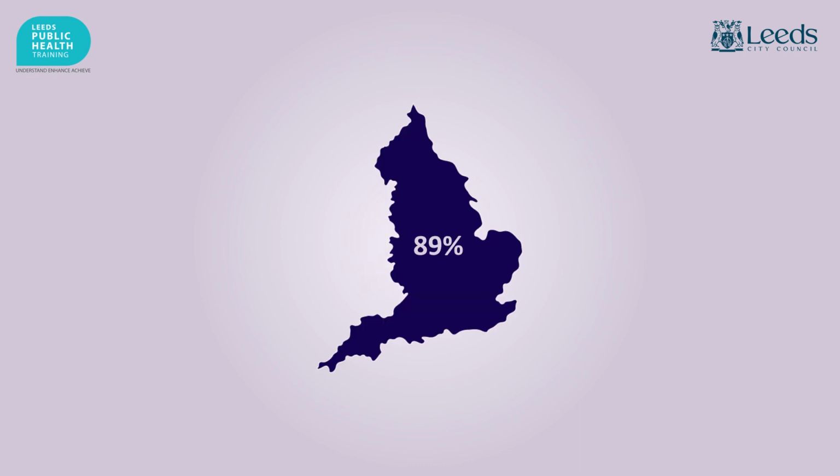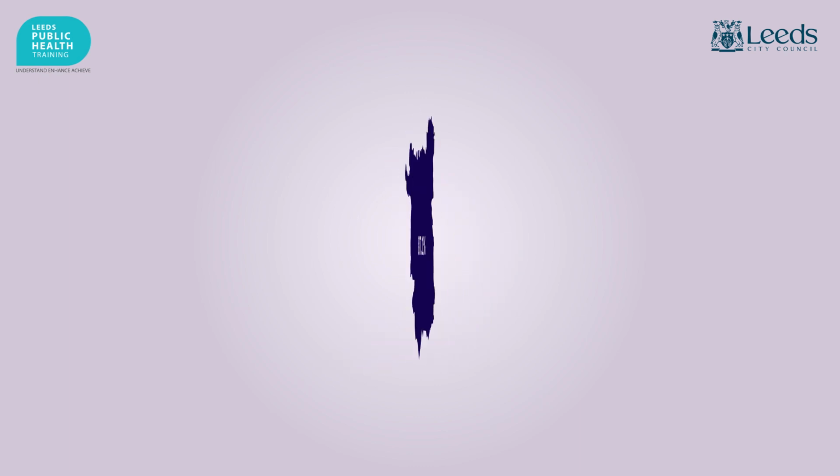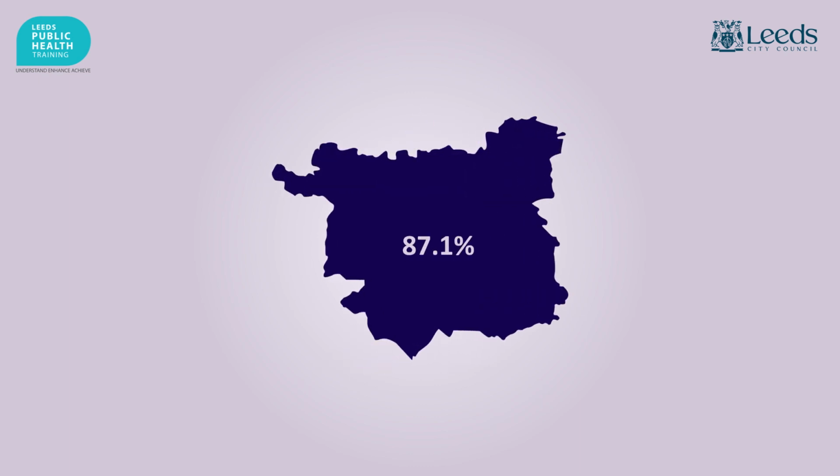In England, 89% of the population have received their measles, mumps and rubella vaccination, and in Leeds this currently stands at 87.1%. National, regional and local work is underway to improve this coverage, and this has been identified as a priority in the NHS England's vaccination strategy and improvement plan.